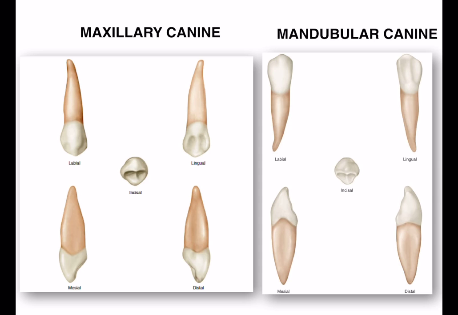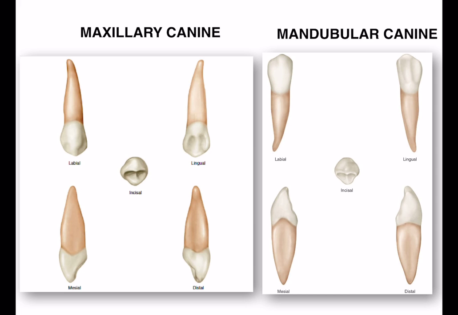These canines are placed at the corners of the mouth. So these are commonly referred to as the cornerstone of the dental arch. This is an important point to be noted. Canines are considered as the cornerstone of the dental arches.